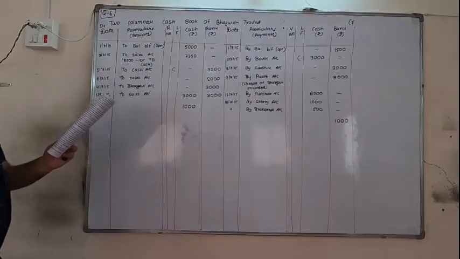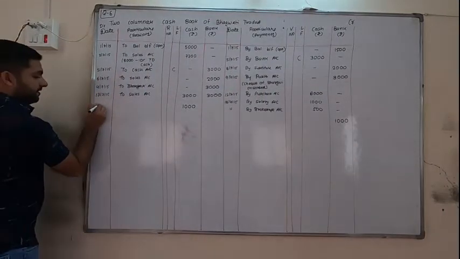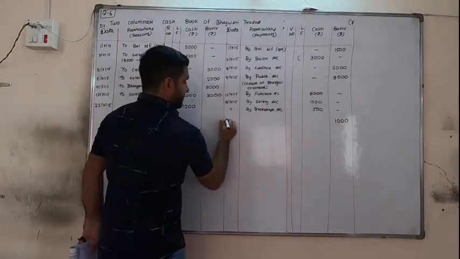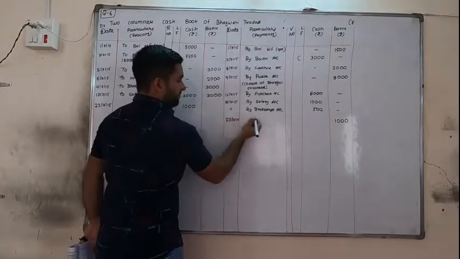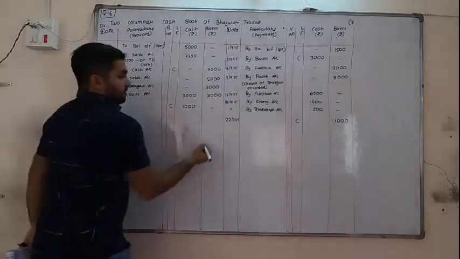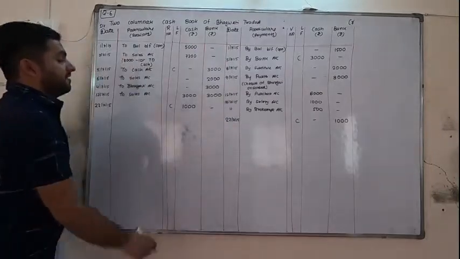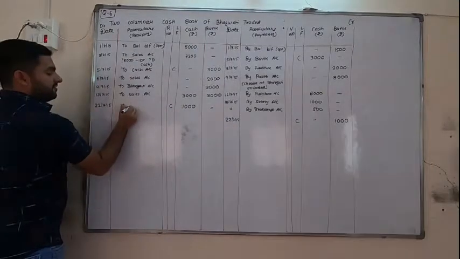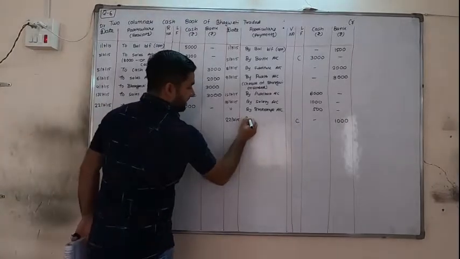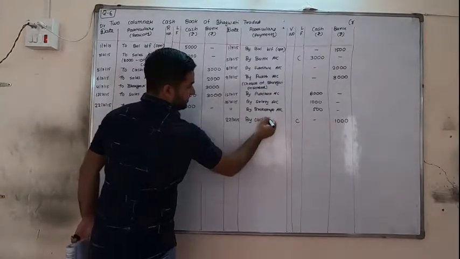Again, after that, the date is to be written: 22, 7, 15 and C. And here also 22, 7, 15 and C. Now, dash here, dash here. Now here we have written in cash, so here we will write to bank account. And here we will write by cash account.